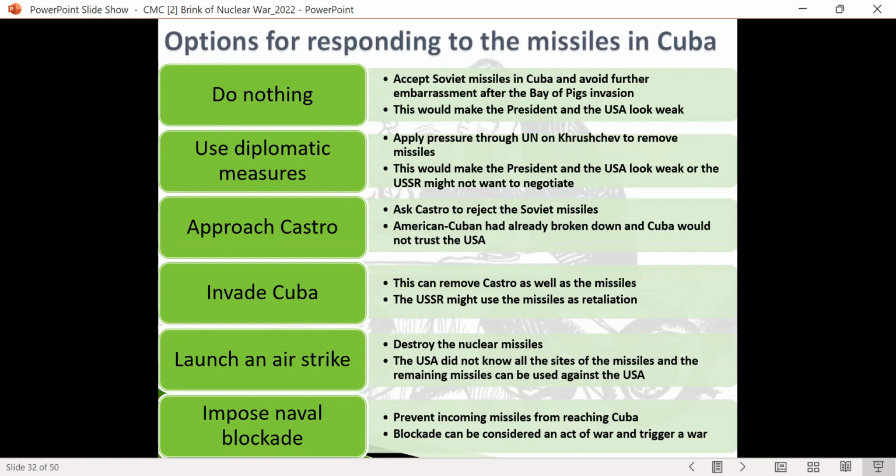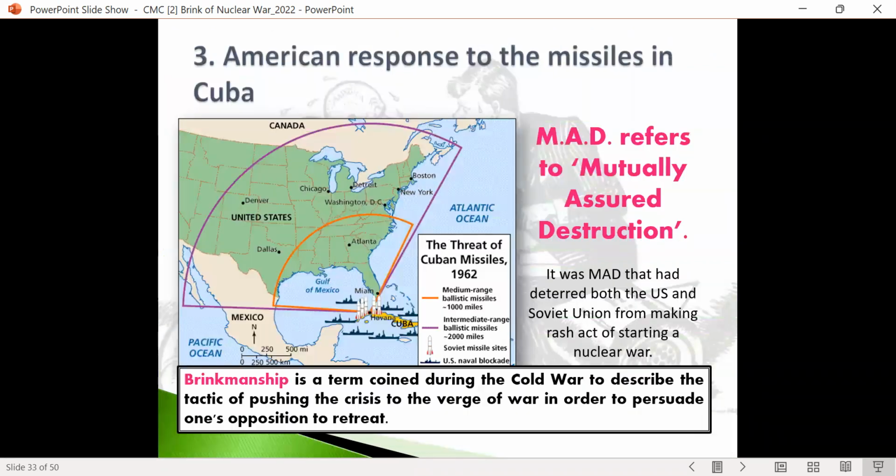A naval blockade, all right, to prevent more missiles from reaching Cuba. The only thing is, a blockade can be considered an act of war and actually trigger a war. Okay, so what he actually did, oh yeah, this is what I mean by mutually assured destruction. It was this idea that actually threatened and made both of them very hesitant to be the one to launch.